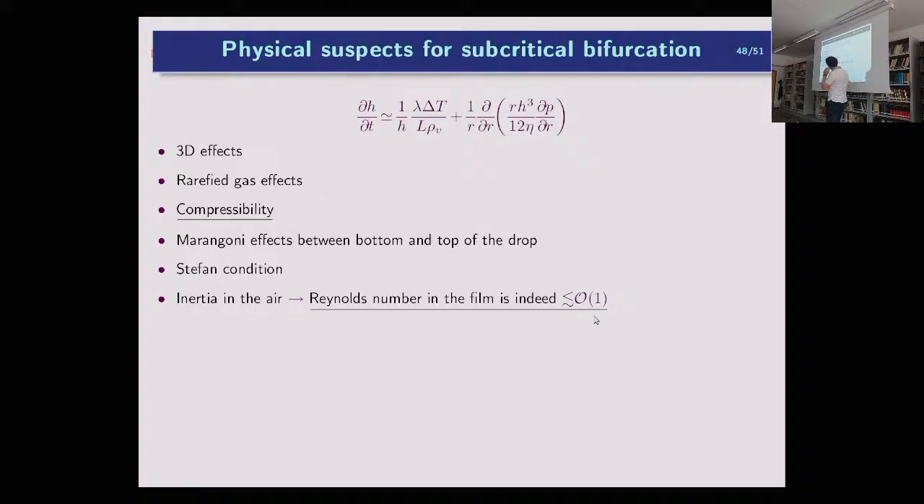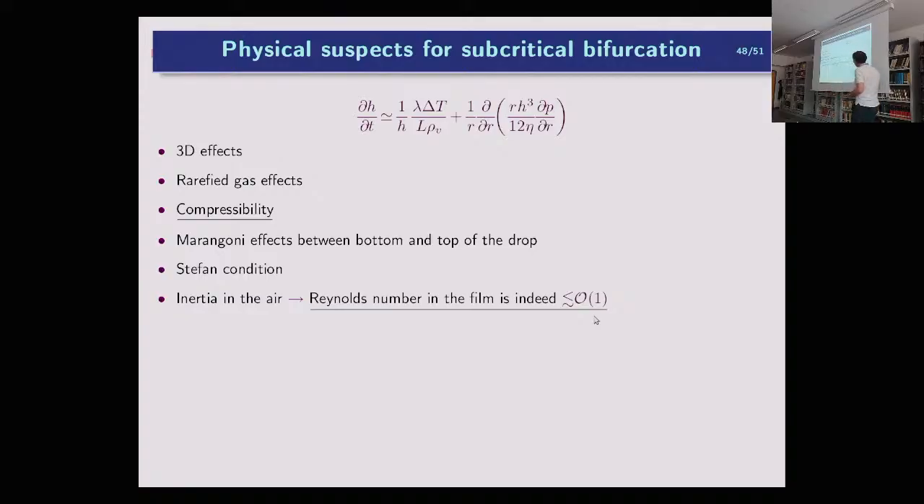Compressibility: I've been trying to take into account compressibility. The Mach number is very small, but the gas is confined into a very thin layer, so it could be that compressibility could be important. There may be some Marangoni effects between the bottom and the top of the drop, but the oscillations appear with a solid, so in this case we cannot explain the oscillations with Marangoni effects, maybe into the Stefan's condition.